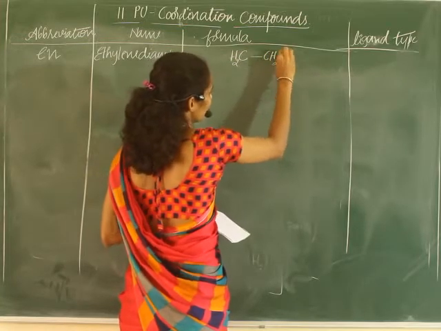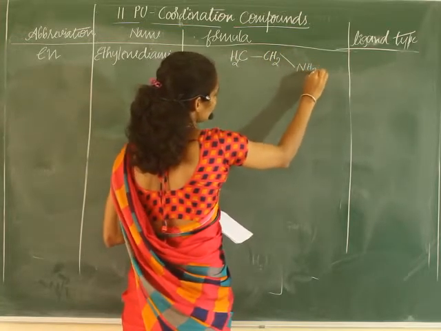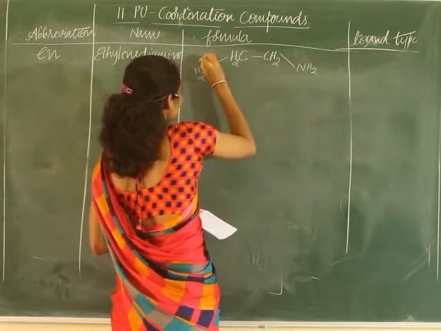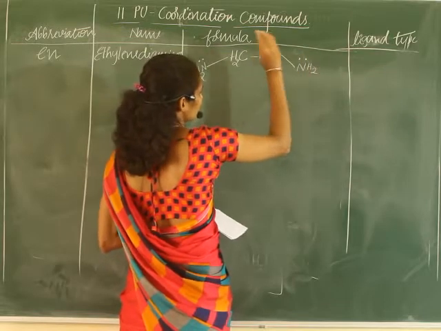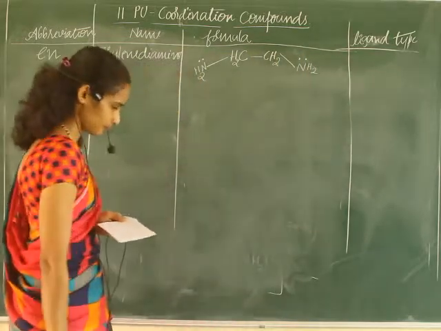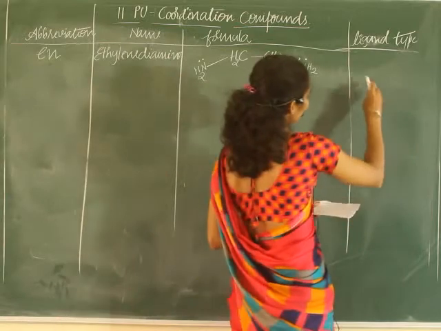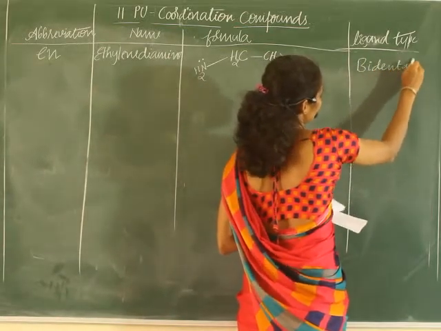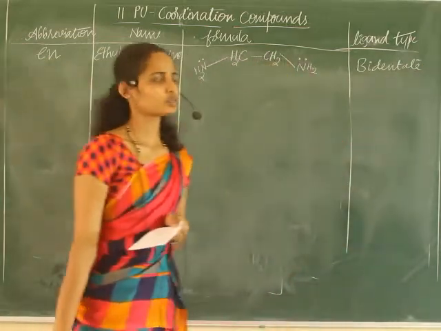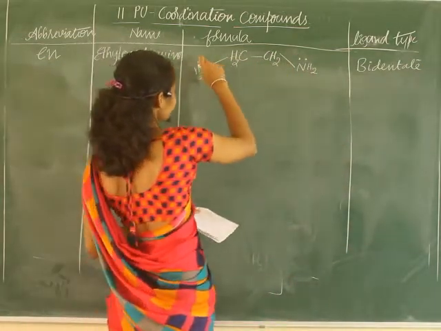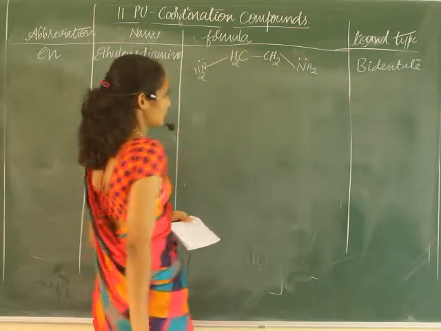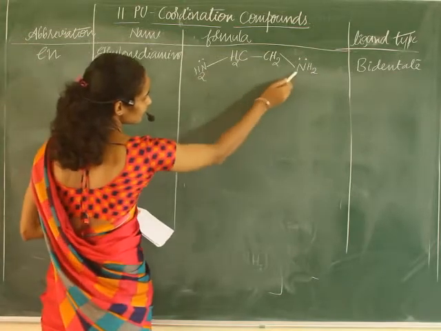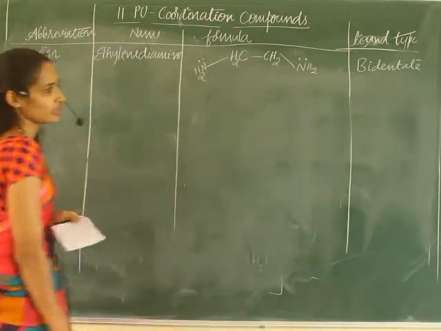Formula is CH2 and here NH2 and NH2, right? And type of ligand is bidentate ligand. So it can donate 2 pairs of electrons to the central metal atom. If there is central metal, it can donate 2 pairs of electrons.